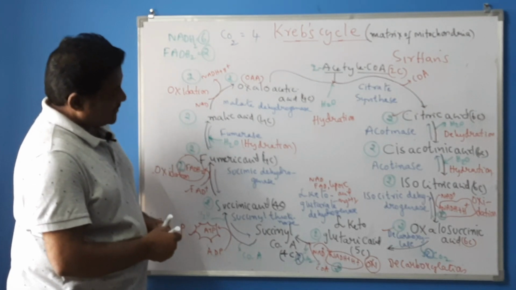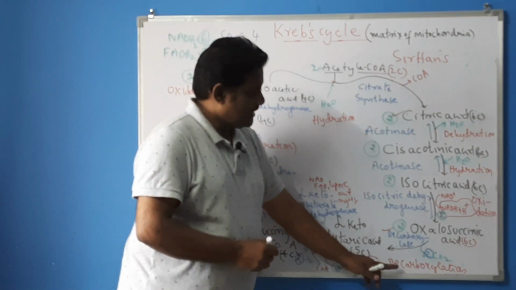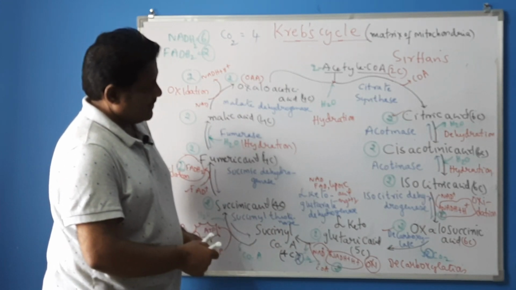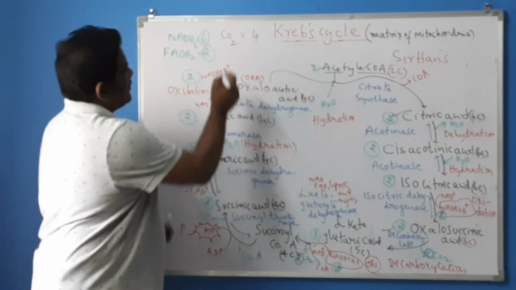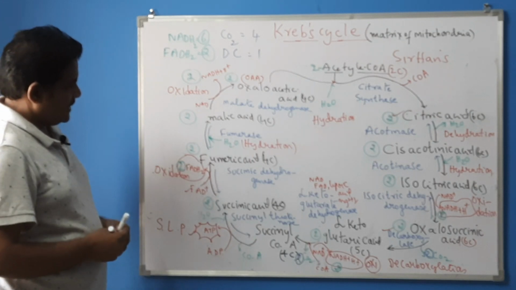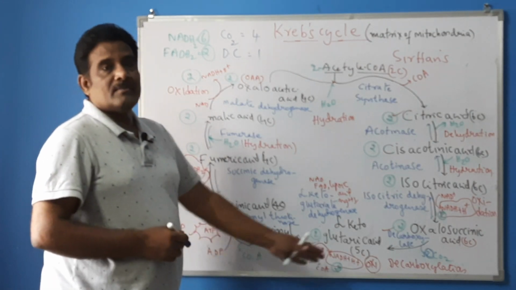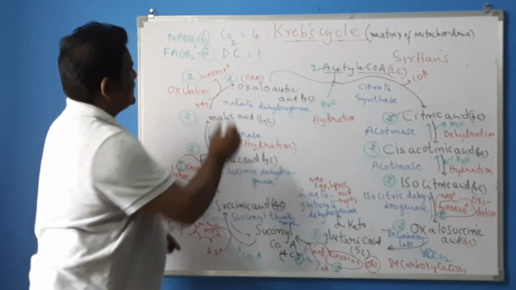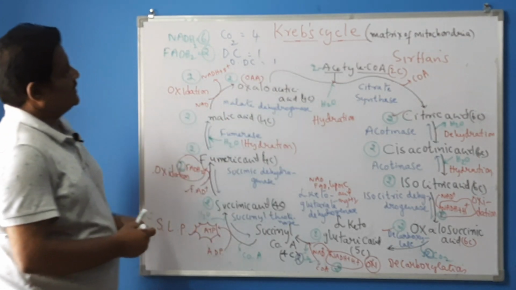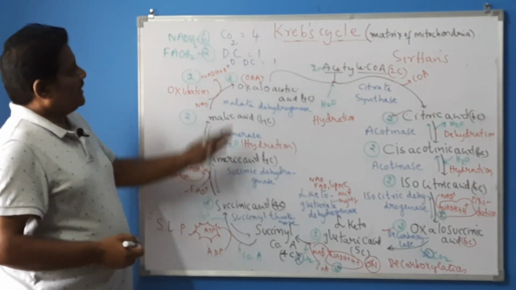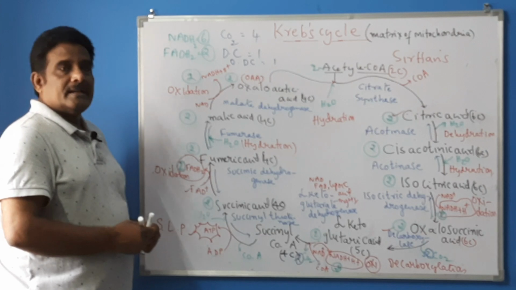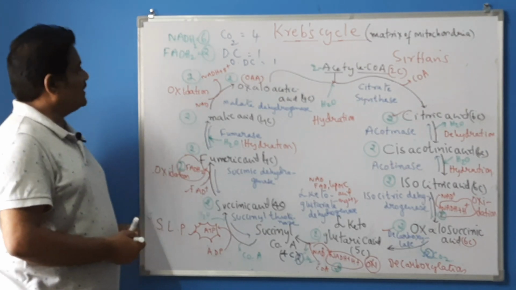Where do you find the decarboxylation here? 1 decarboxylation happens here. How many oxidative decarboxylations? This is 1 oxidative decarboxylation. At one place only, oxidative decarboxylation happens. So decarboxylation 1, oxidative decarboxylation 1, number of carbon dioxide 4, number of NADH molecules 6, and number of FADH2 molecules 2 here.